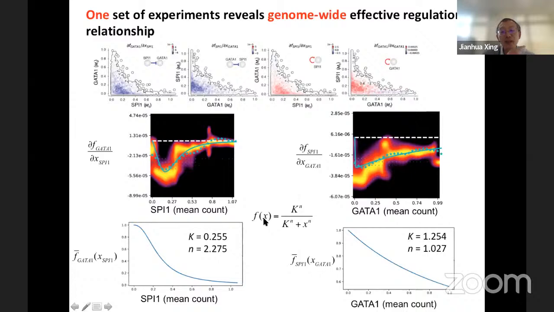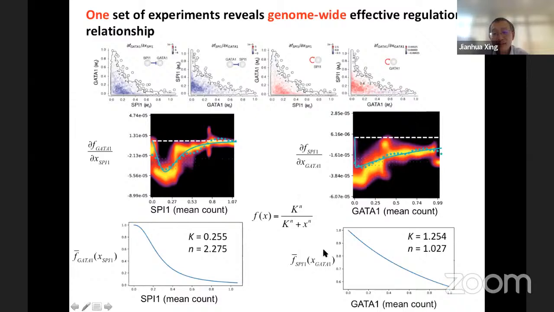So this is just the dose response curve, right? What we just fit it with is this Hill function we typically use in systems biology. Then we found that for this SPI1 inhibition of GATA1, we got this nice sigmoidal shape as we expected, with Hill coefficient about 2. This is what we expect, right?